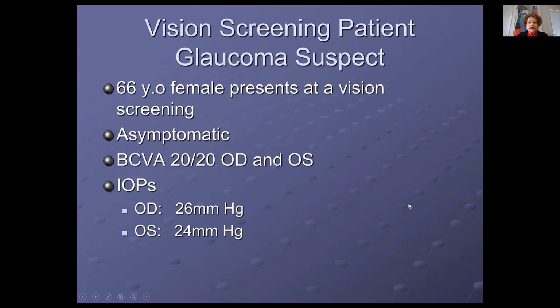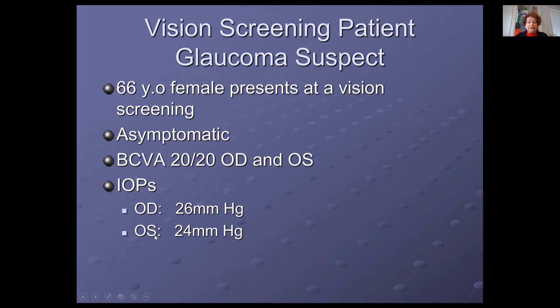We have here a lady who came to a vision screening, and at our vision screenings, we take acuities, measure pressures, and we do some other tests. She's 66 years old, asymptomatic, decided to come to the screening because she heard about it, hadn't had her eyes examined in a long time. And at this screening, she had normal vision, but they picked up that she had elevated IOPs.